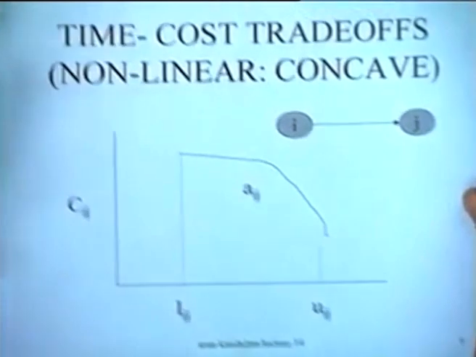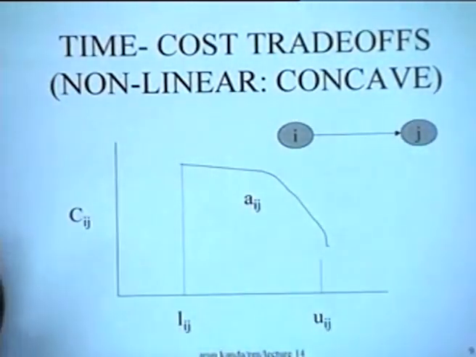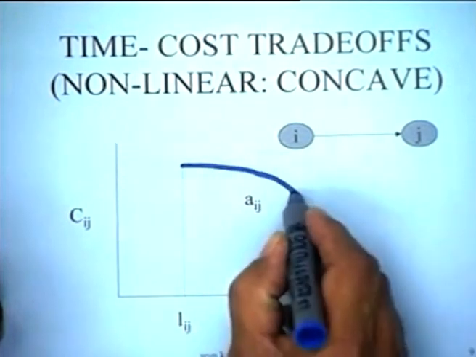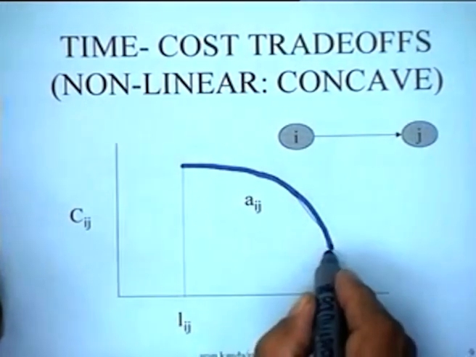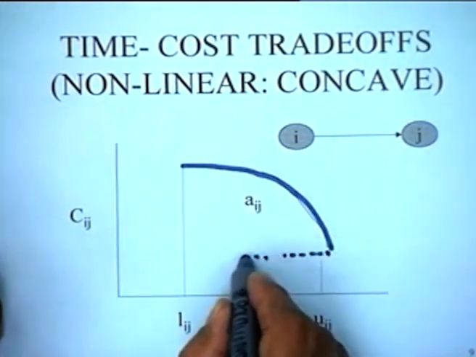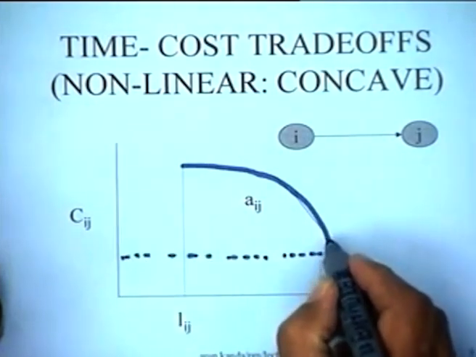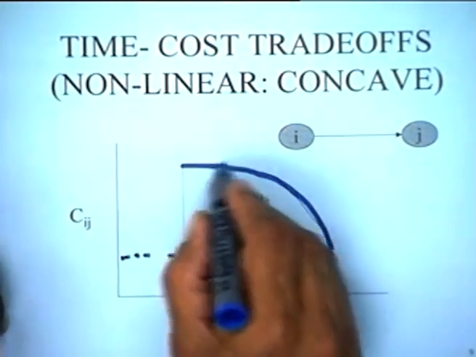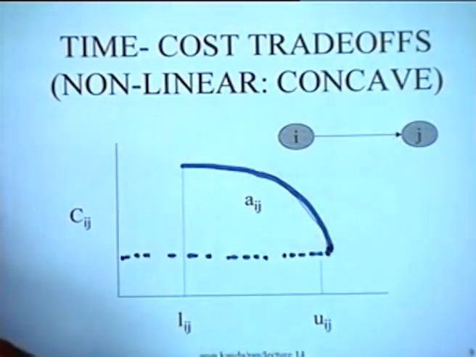On the contrary, let's see what would happen if we have a non-linear time cost trade-off. A non-linear time cost trade-off which is concave. Now a concave function is actually the reverse of a convex function. It would look something like this. So in this particular situation, what we are saying is that if this is the minimum duration, the slope here is the highest, and as you progressively go down, reduce the duration, the slope becomes smaller and smaller. But the slope is the maximum at this particular point.